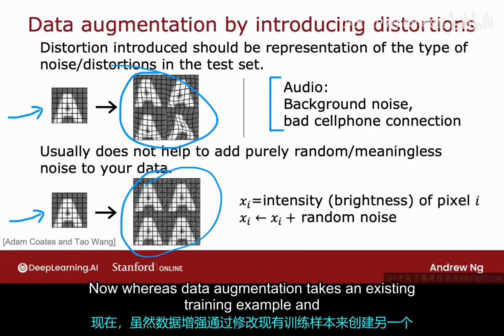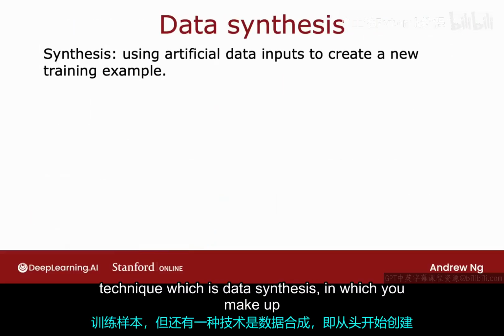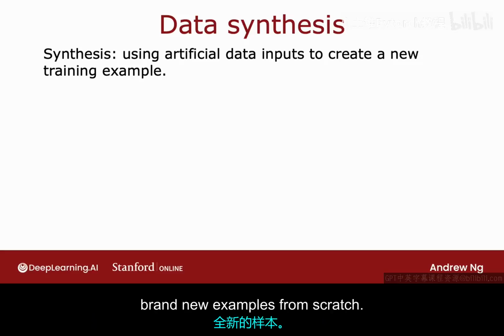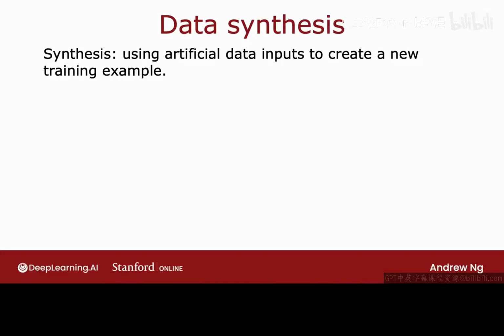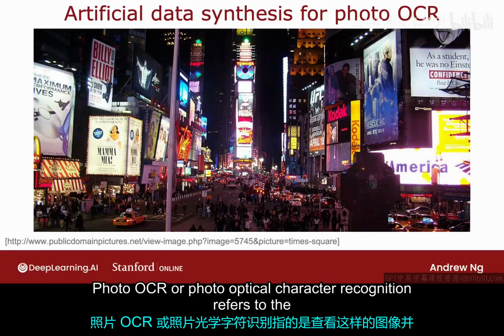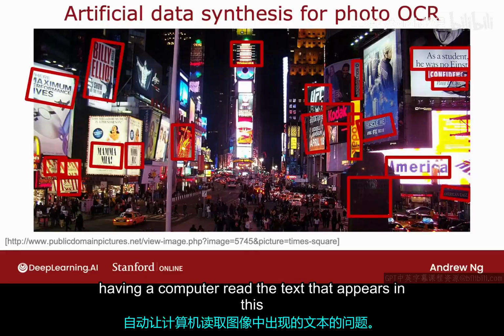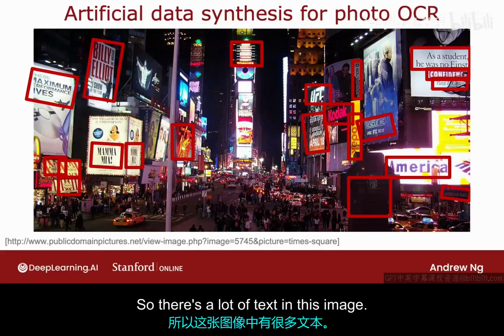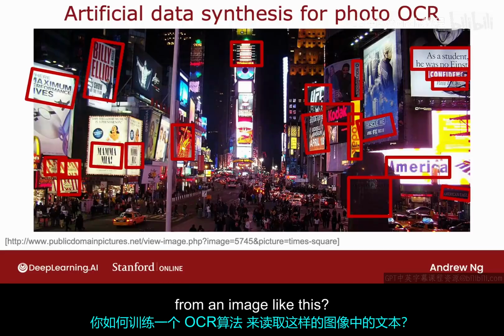Now, whereas data augmentation takes an existing training example and modifies it to create another training example, there's one other technique, which is data synthesis, in which you make up brand new examples from scratch, not by modifying an existing example, but by creating brand new examples. So take the example of photo OCR. Photo OCR, or photo optical character recognition, refers to the problem of looking at an image like this and automatically having a computer read the text that appears in this image. So there's a lot of text in this image. How can you train an OCR algorithm to read text from an image like this?